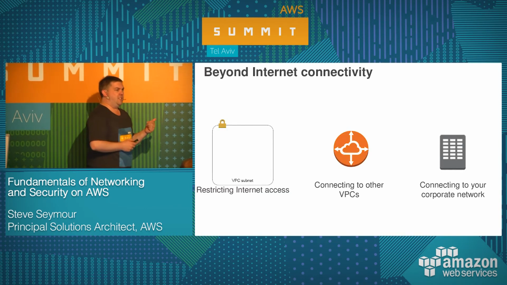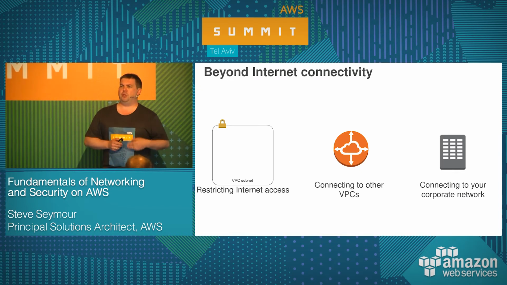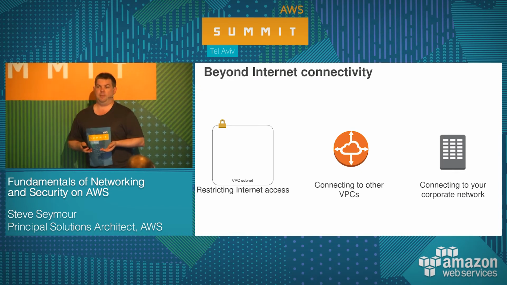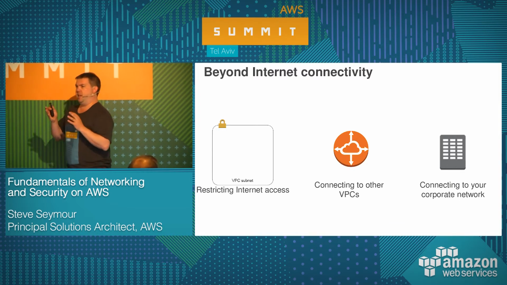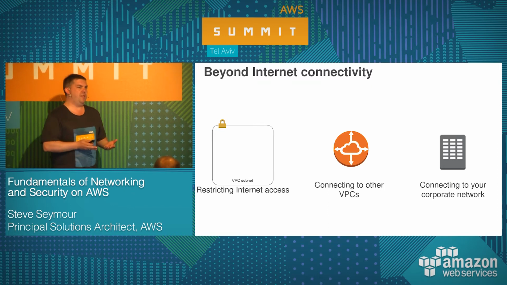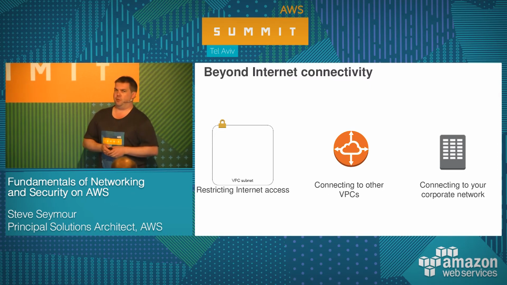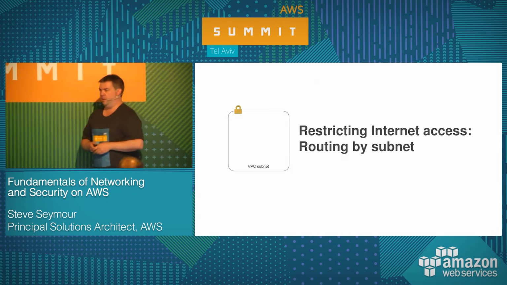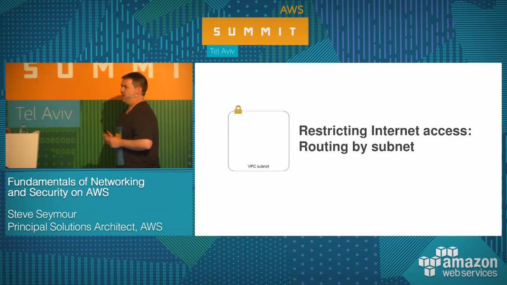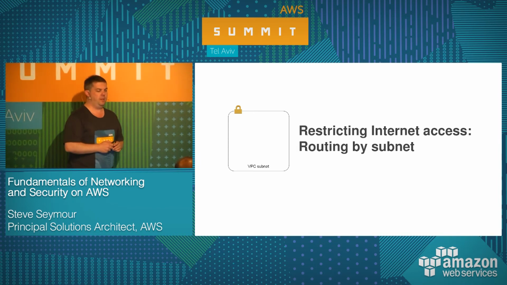Well, first of all, let's consider the fact that if we're talking to other environments, perhaps a data center, we might want to restrict our ability to talk to the internet. We might want to be able to connect this VPC to many other VPCs. And then finally, once we've done that, connect back to that corporate network. So these are the three steps that I'm going to take you through next. So how do we restrict routing out to the internet first? Before we connect this VPC to anything else, let's consider that.